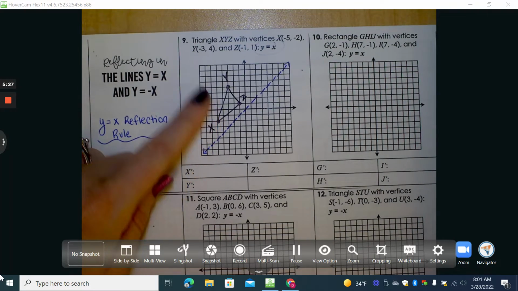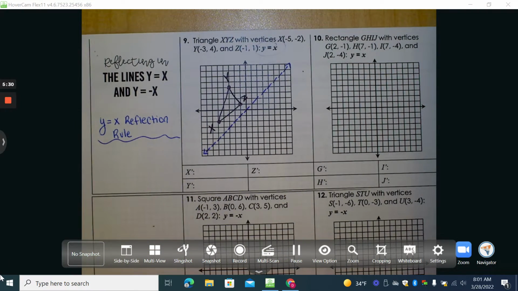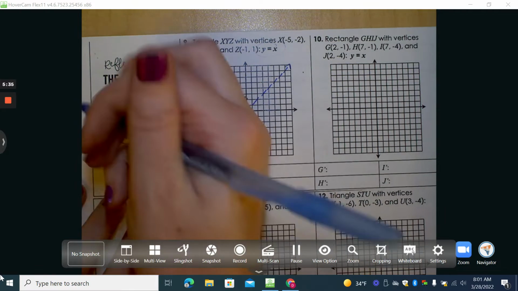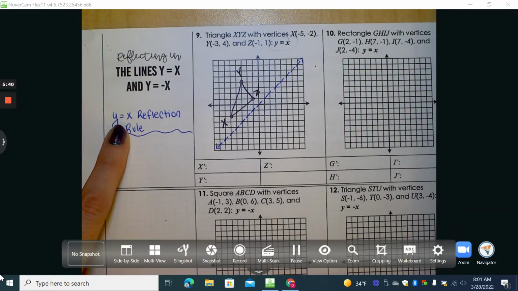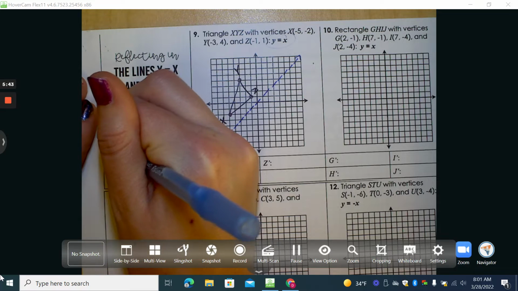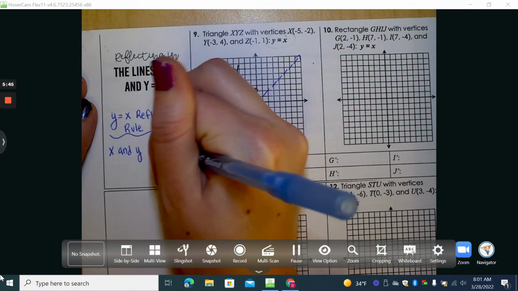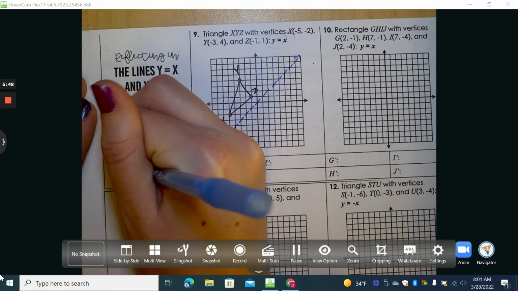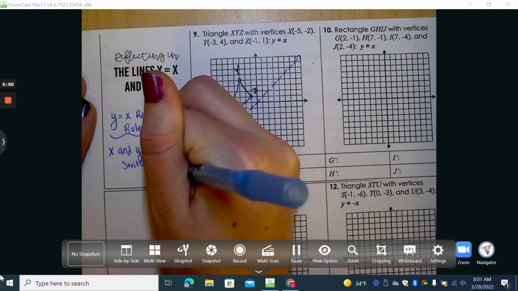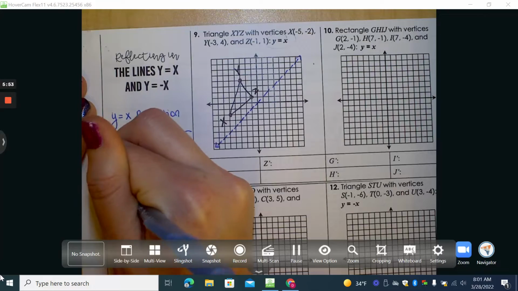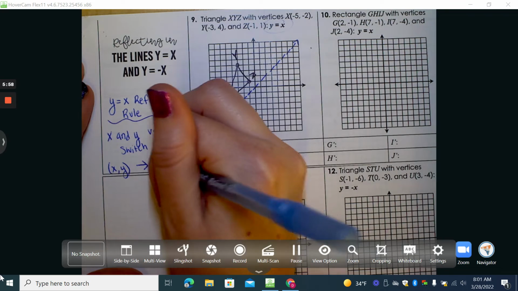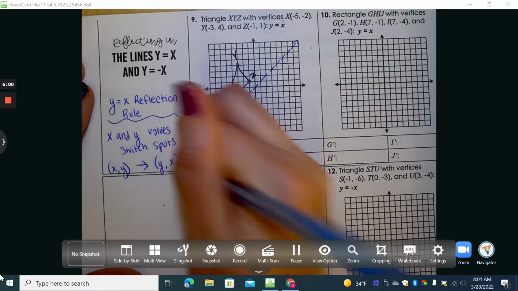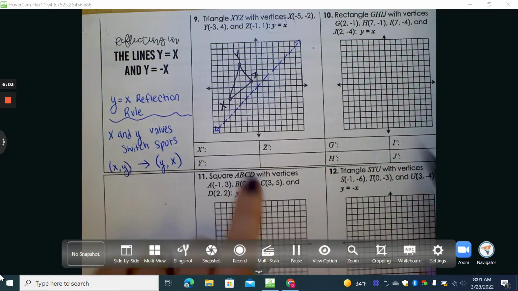And we're going to take this image and flip it over to this side of my graph paper over that y equals x. The fun thing about this one is there's a real quick rule. Essentially, when I have a reflection over the line y equals x, in my ordered pair, the x and y values switch spots. So if I'm given x comma y, what I'm going to have in my answer for my ordered pair is y comma x, and I'm going to graph that new ordered pair.